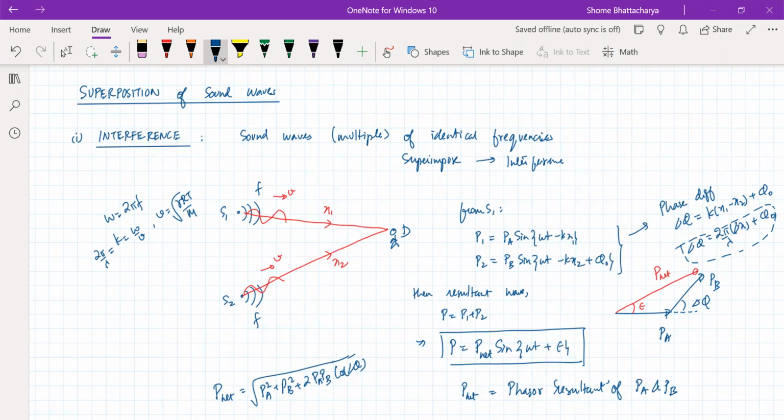Understood, no? Yes, sir. So once we know that net phase difference, the resultant amplitude just depends on that. It depends on the phase difference delta phi and the individual amplitudes PA and PB. So you can just remember it in terms of this phasor diagram or in terms of the formula related to that, which is the same as your vector triangle law. Yes, sir.